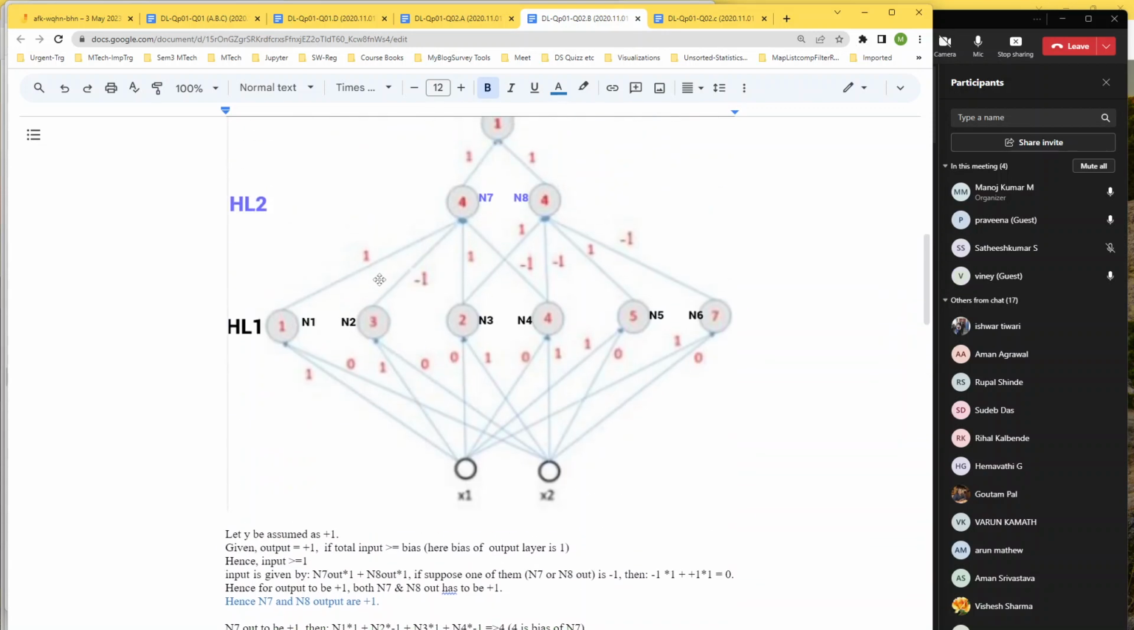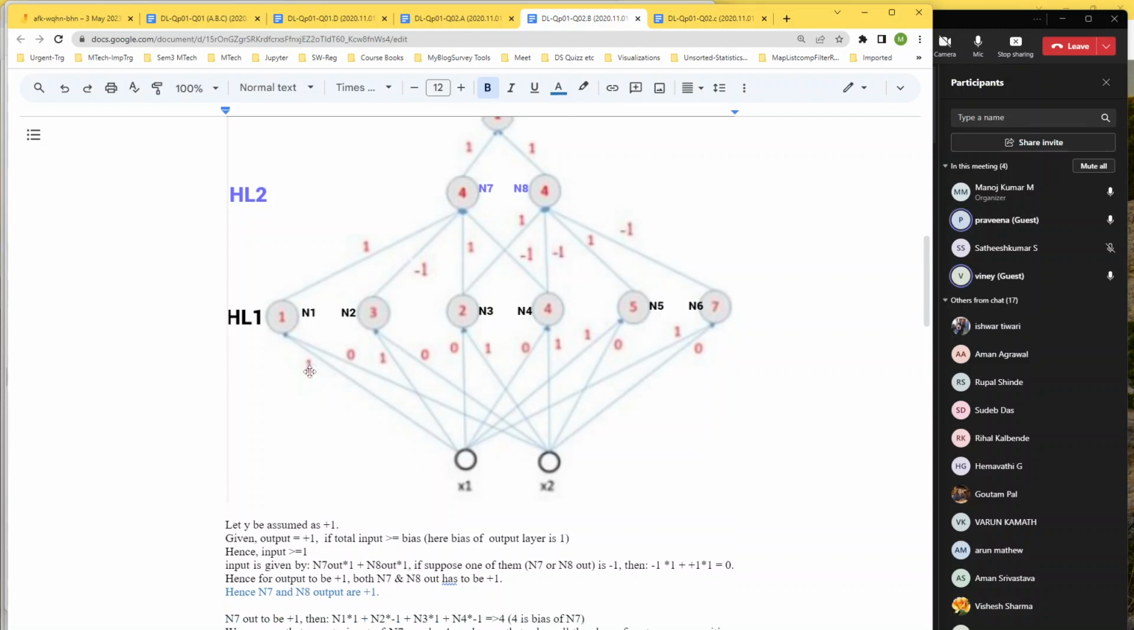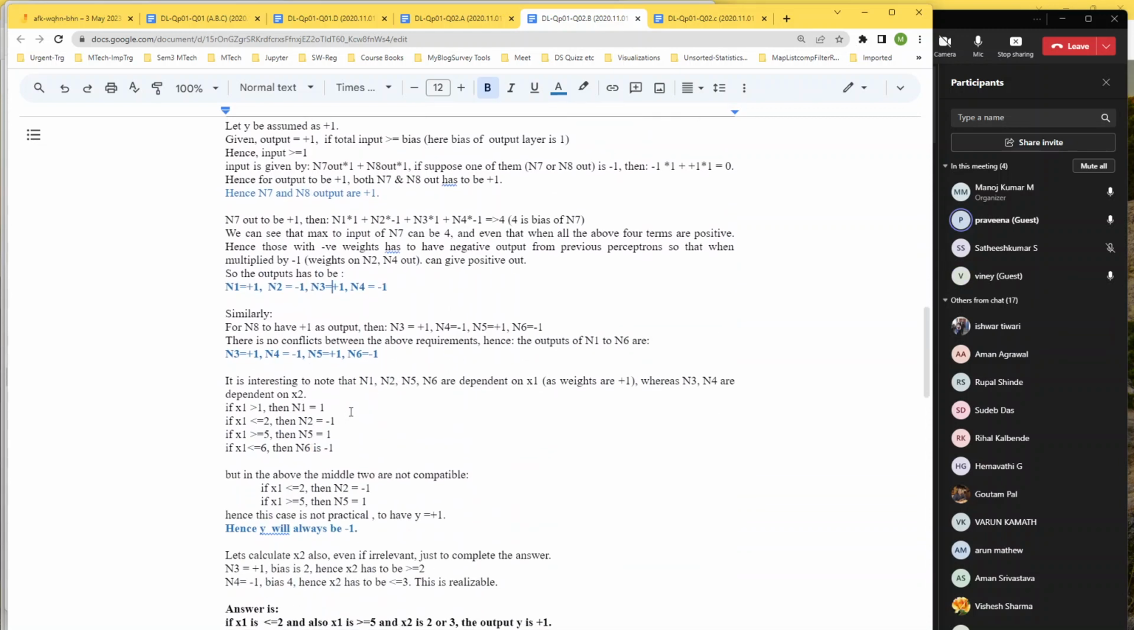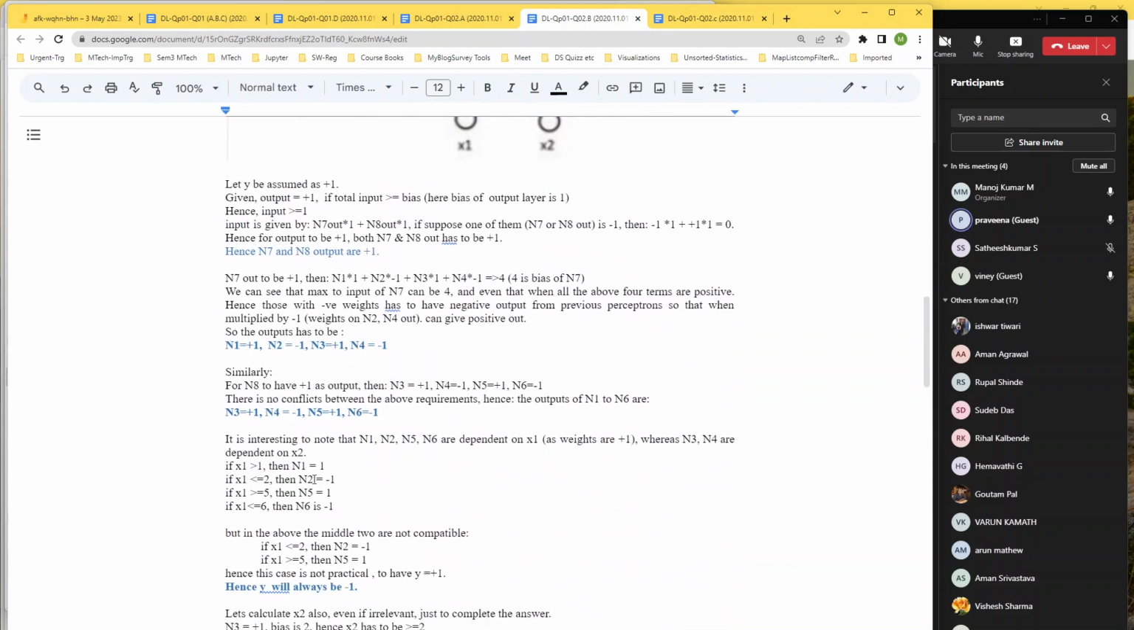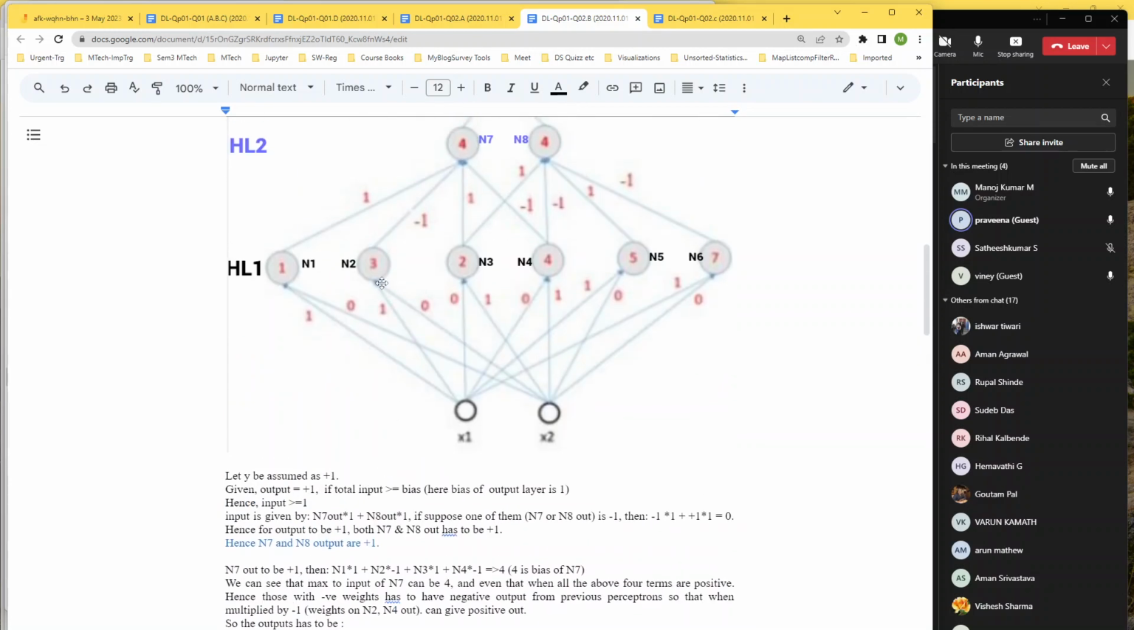So n1 is plus 1, which means the input should be more than or equal to 1, no? So x1 has to be equal to 1 or more than 1, right? Yeah. I did a calculation. To match the next node, which is 3, it has to be less than 2. I mean, sorry, less than 3. Then 5 and 7 will not, 5 will go for a toss. So it has to be less than 2, right? Yeah, x1 has to be less than 3.